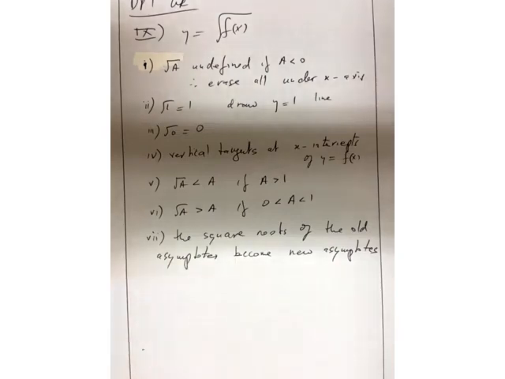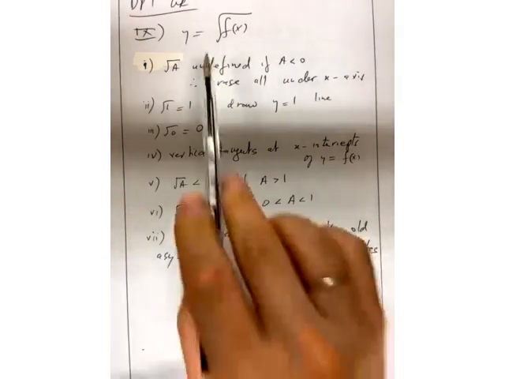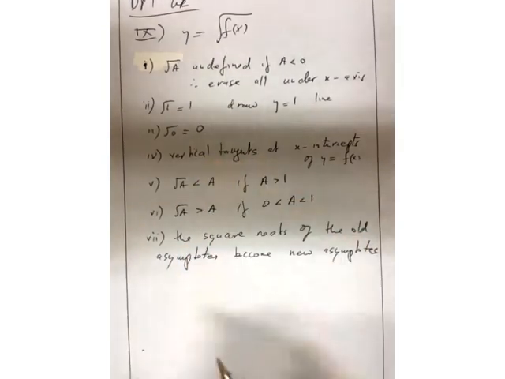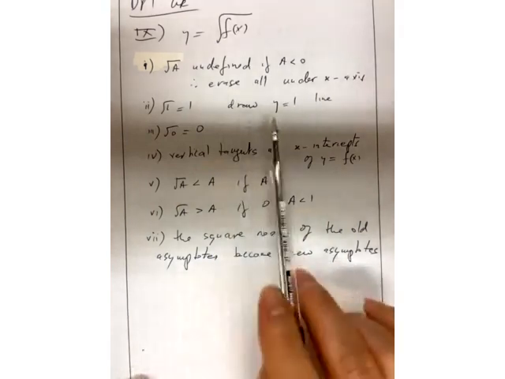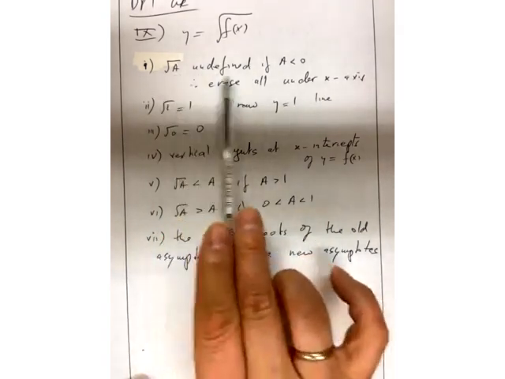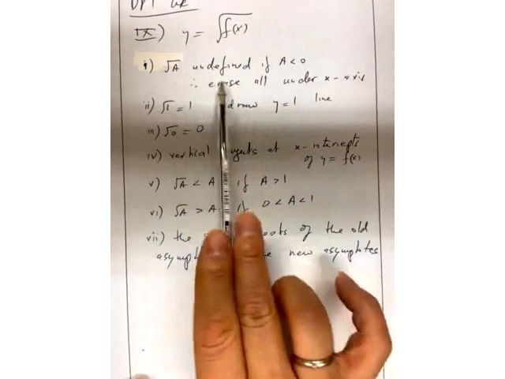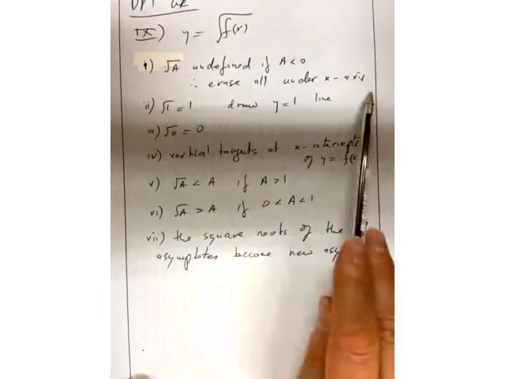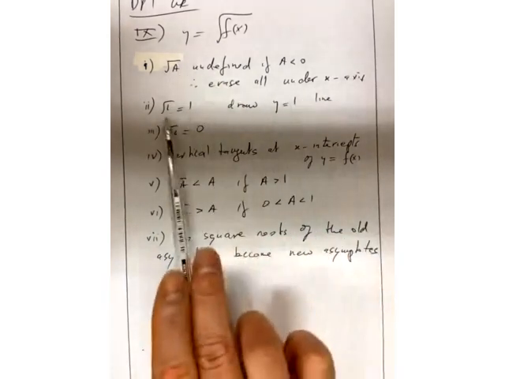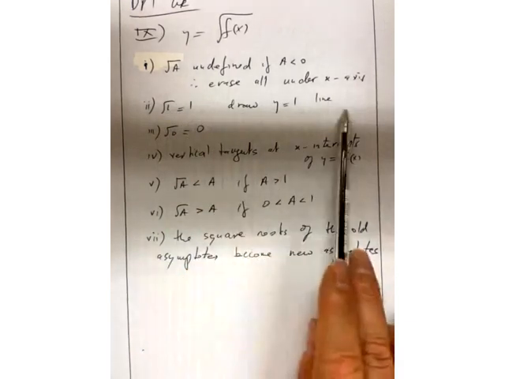Okay. So the next case that we're doing is the square root curve. So how do you sketch y equals square root of f of x? Again, very simple theory. The square root of something that's negative is undefined. So that's why you erase everything that's under the x-axis. The square root of 1 is 1. So you draw the line y equals 1 as a reference.